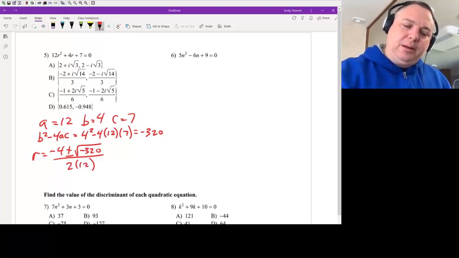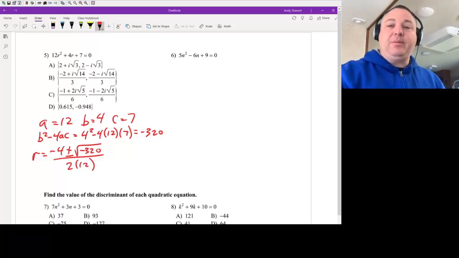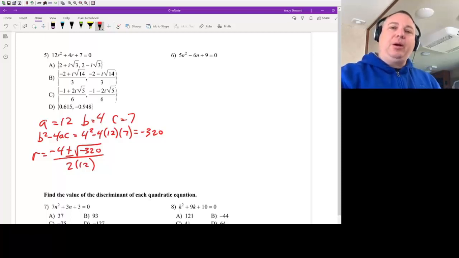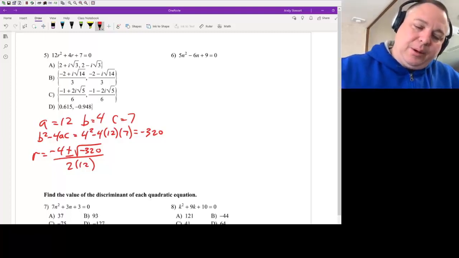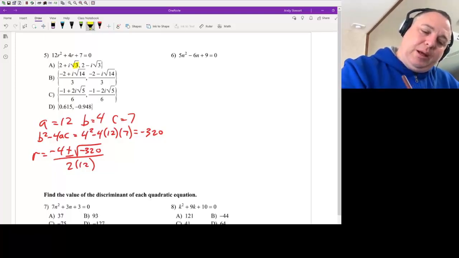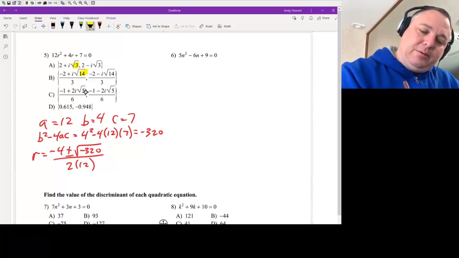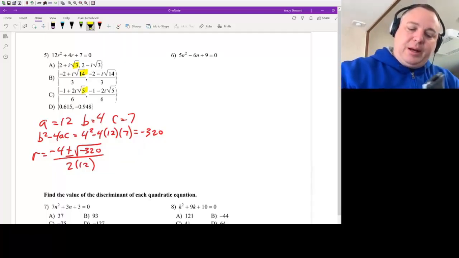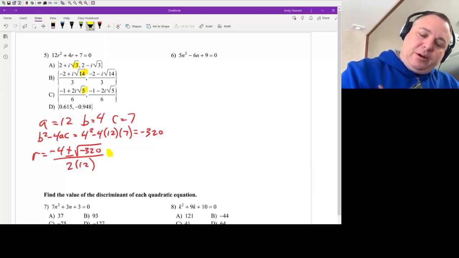Okay, well, it looks like, for one thing, we have an imaginary answer, but we also need to simplify the square root of 320 because I don't see any 320s in the answer. There are some clues, though. The radicals contain 3, 14, 5, and look at the denominators. None of the denominators are 24, because if it was not a simplified radical, this would be over 24.